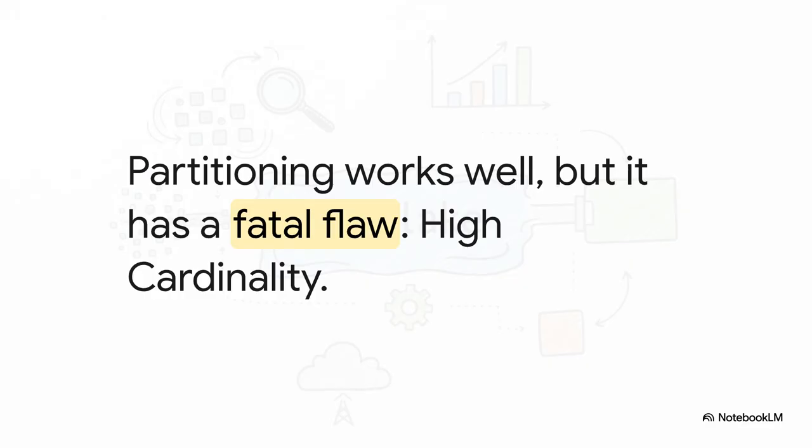But, and this is a huge but, there's a catch. This method works great for columns that have just a few different values, like region or month. But it has a fatal flaw, a kind of kryptonite, when you try to use it on columns that have tons of unique values. And we call that high cardinality.